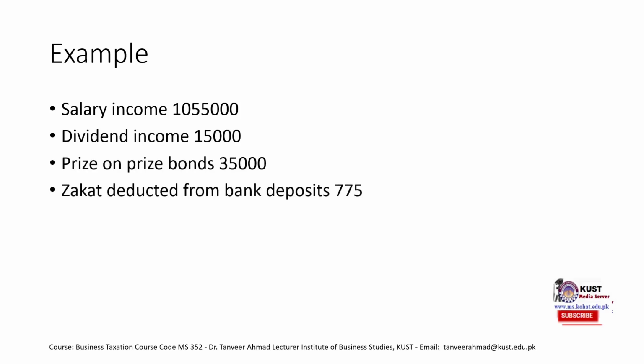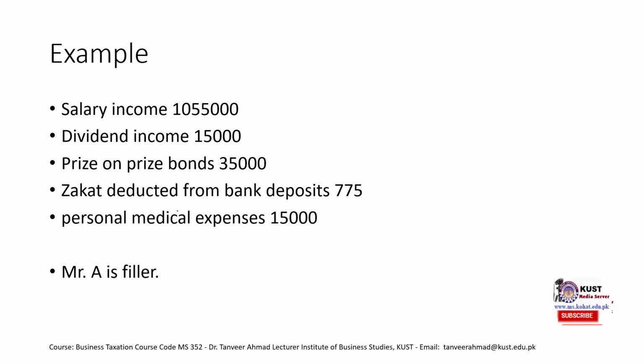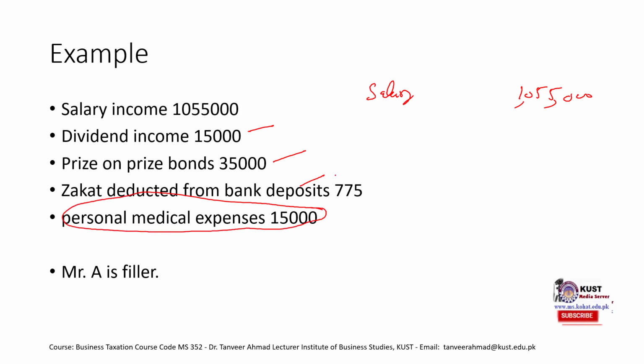Price on price bond, then we have zakat that is deducted, and we have personal medical expenses, and we have been told that Mr. A is a filer. So salary income is 10,55,000. Then remember, dividend income is in fixed tax regime, price on price bond is fixed tax regime, this is deduction, and this personal medical expenses are not included because these are expenses which we have incurred on our personal health, and in previous all the regulations we haven't seen any rule that says that we need to deduct it.